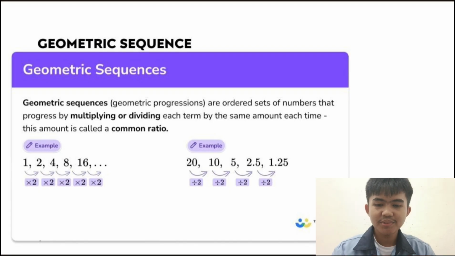So, sa next example is 20, 10, 5, 2.5, and 1.25. So, sa example na to is 20 divided by 2 equals 10, 10 divided by 2 equals 5, and 5 divided by 2 equals 2.5. So on and so forth.